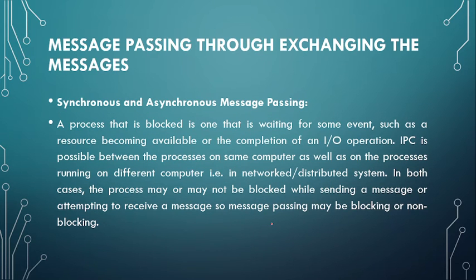Now, synchronous and asynchronous message passing, this is a simple one. A process that is blocked is one that is waiting for some event, such as a resource becoming available or the completion of an input output operation. Inter-process communication is possible between the processes on the same computer as well as on processes running on different computers, that is, a networked or distributed system.